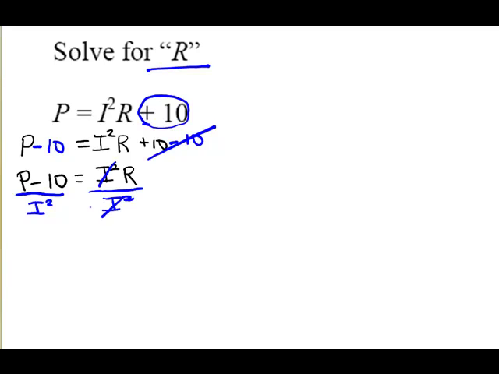We'll cancel on the right. On the left, you're just going to leave it. There's nothing you can simplify there. So you have p minus 10 over I squared equals r.